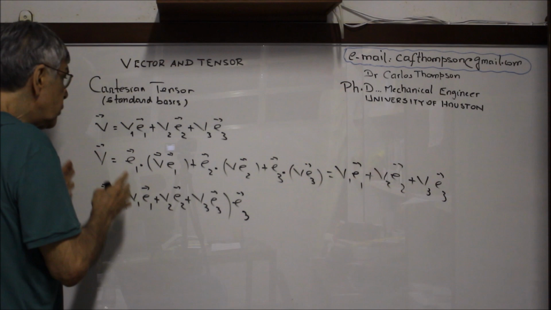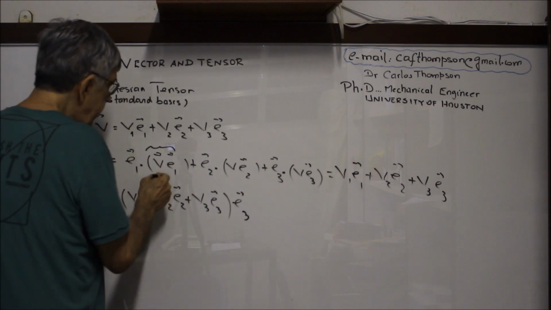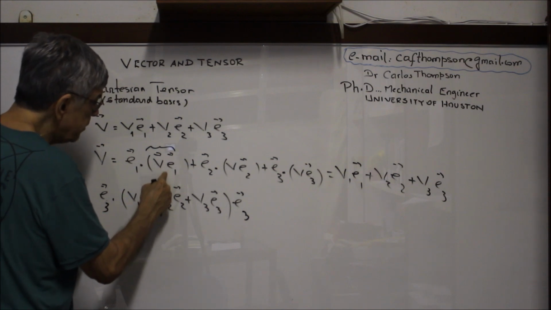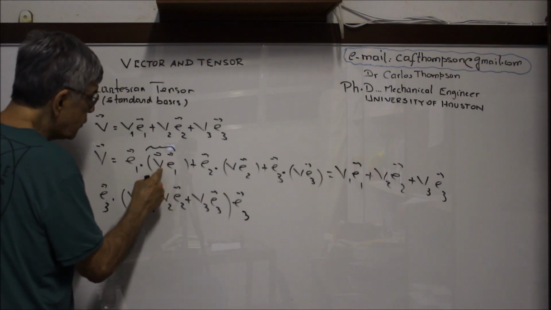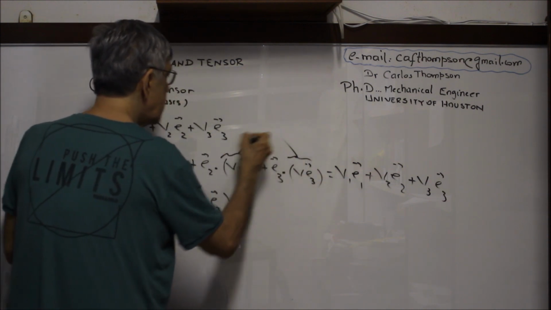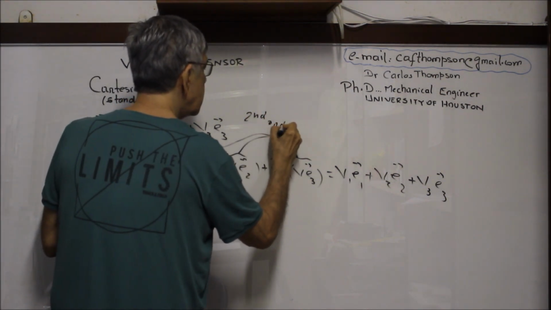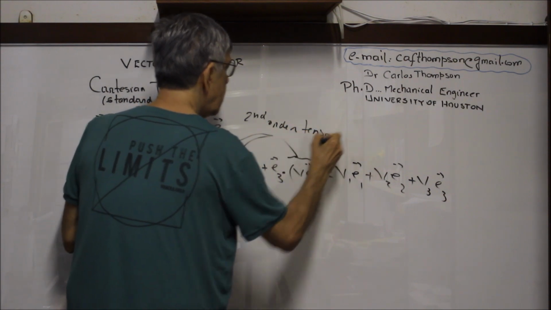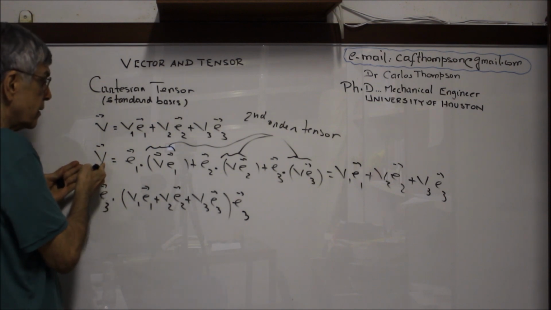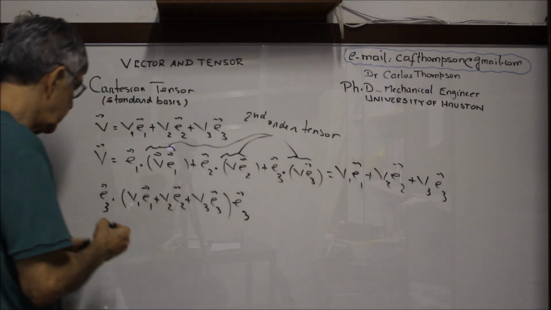Why am I doing this? Because we see here a vector V and E1 over here. See, there is no sign in between here. So this and this, look, they are a second order tensor. They are second order tensors. So V can be represented in this form over here, using a second order tensor.